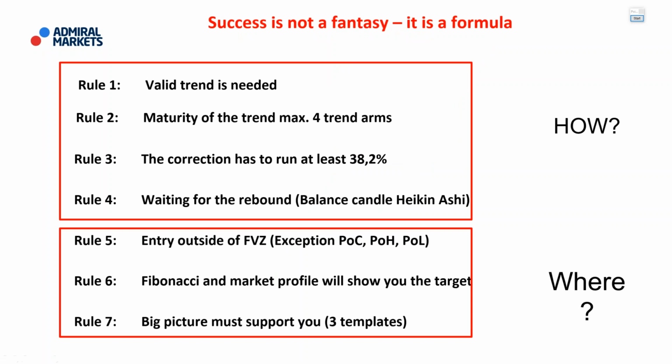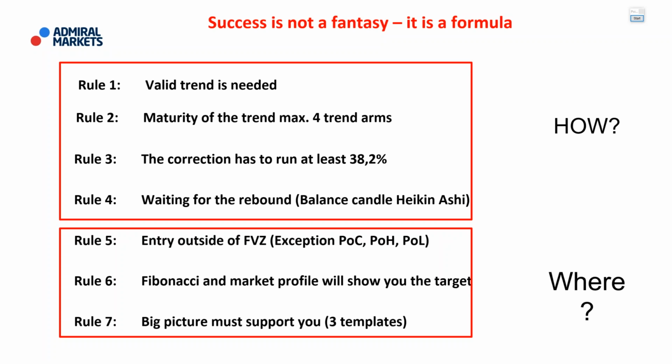Rule 5 to 7 describes where we are in the market. Outside of a fair price, that we can go back to the fair price. Exceptions, point of control, high or low. And Fibonacci and market profile help us to find the right target. And rule number 7, we have to make sure that the big picture is supporting us, that we have strong power from the higher time frame.